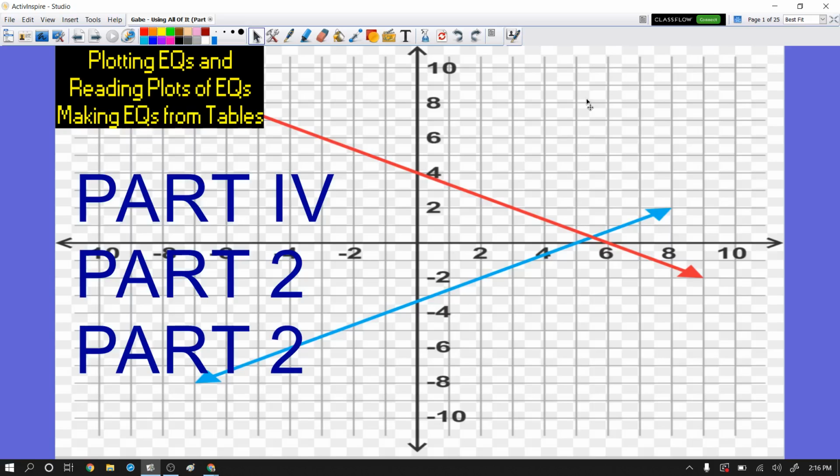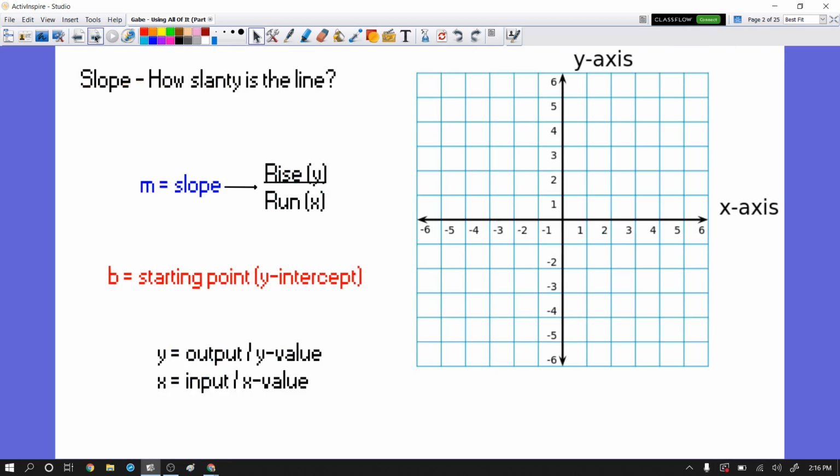Okay, this is part 4, part 2, part 2. So I guess it's like part 16. I don't know. But let's go through the second part of the second part of the fourth part. So wait, hold on, that's 2 times, yeah, so that's 16.